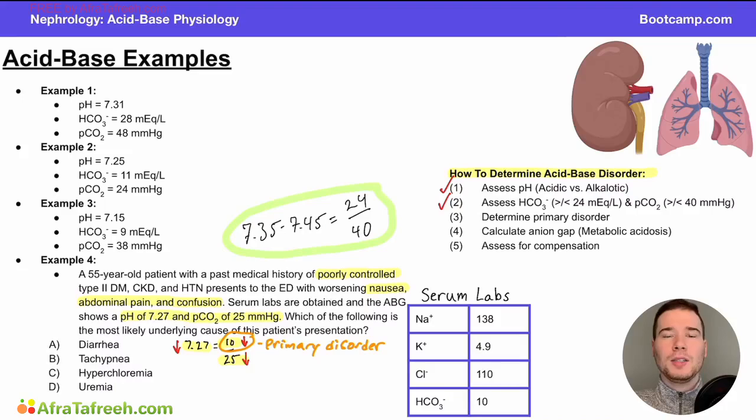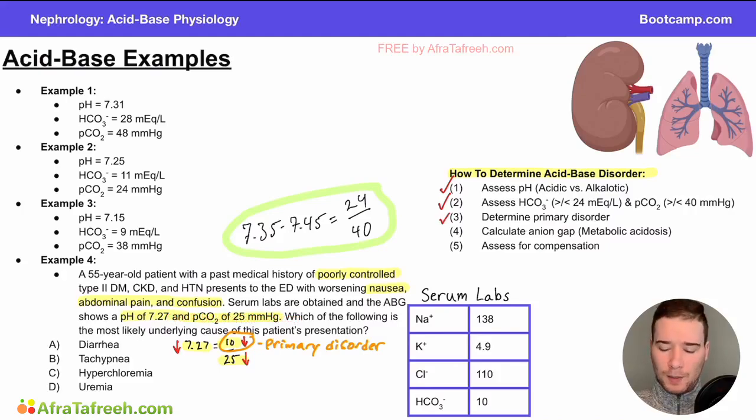Next, we can look at the PCO2 of 25 and ask, does it make sense that a low PCO2 would cause an acidic pH? And the answer should be no. If more CO2 is being exhaled from the body, protons are going to be shifted away in the serum, and this would cause more of an alkaline pH. So this is not consistent with being our primary disorder here. So at this point, it's most likely that our low bicarb is causing a primary disorder, and thus this patient most likely has a metabolic acidosis.